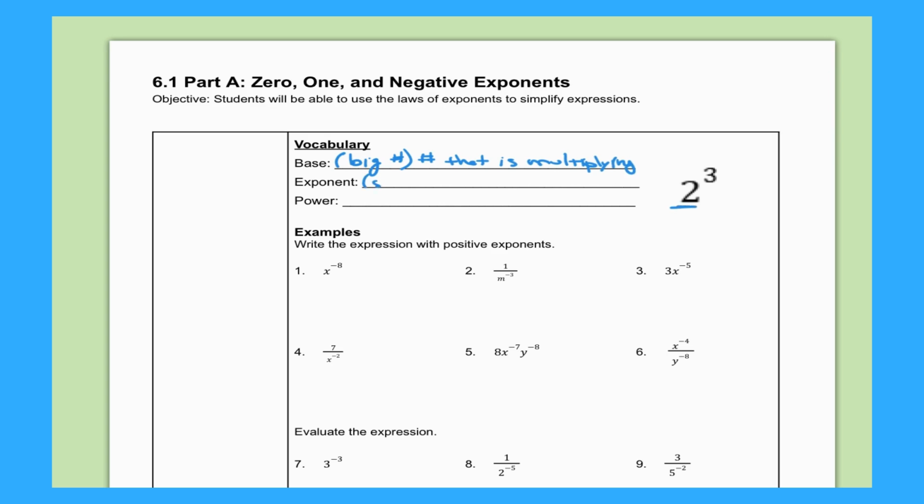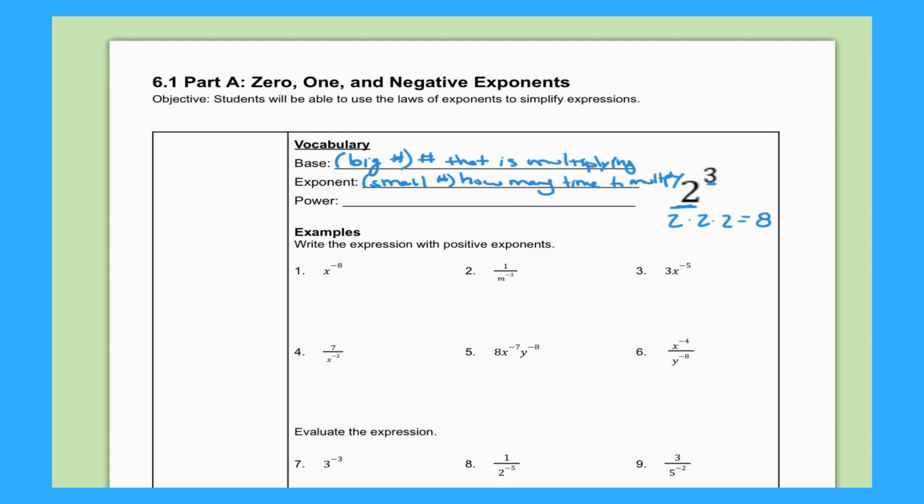The exponent, or the small number, is how many times to multiply. So the exponent here would be 3. This tells me that I'm going to multiply the base of 2 by itself 3 times. So I'm going to multiply the 2 3 times. So 2 to the third would be 2 times 2 times 2, or that would be 8.